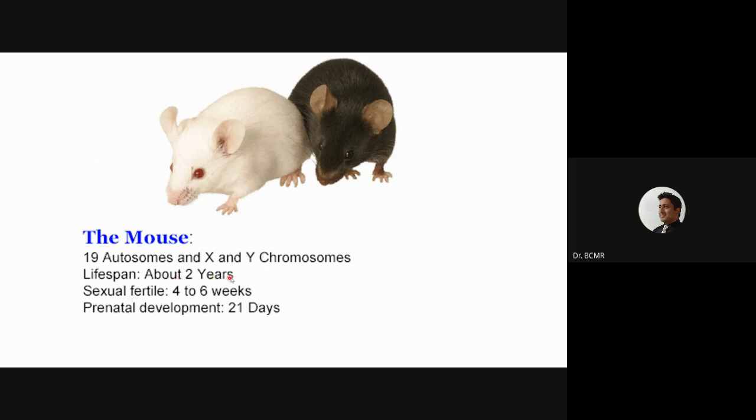Its lifespan is about 2 years, and the sexual fertility is reached within 4 to 6 weeks, so it's easy. The generation time is short. And it also has, similar to us, X and Y chromosomes for the sex and 19 autosomes. So it is a favorite model organism for transgenics.